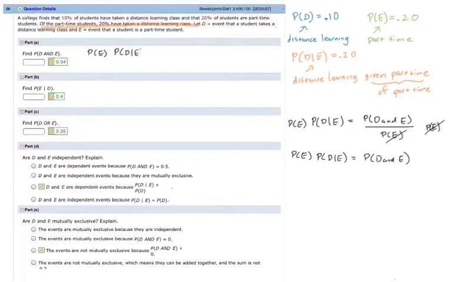So probability of E times probability of D given E is equal to the probability of D and E. And this guy here is going to be 0.20, and that's a given from right here. And then this conditional one, that's going to be given from right here. And then I'm just going to multiply those guys together, and I get 0.04. And those are my answers there, what's in that green key there.